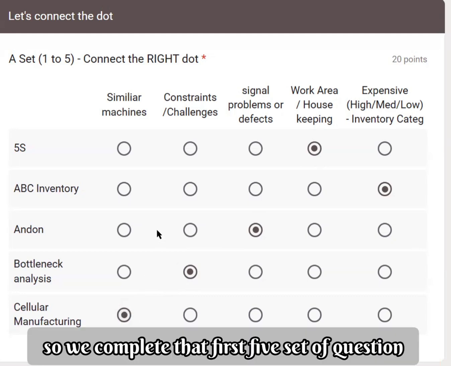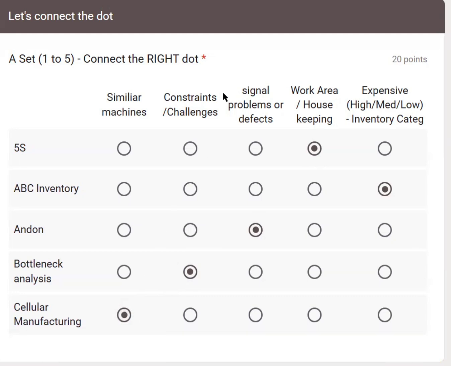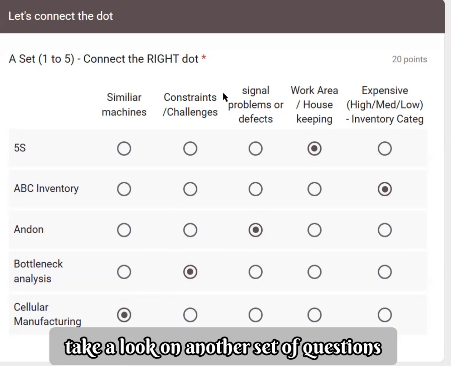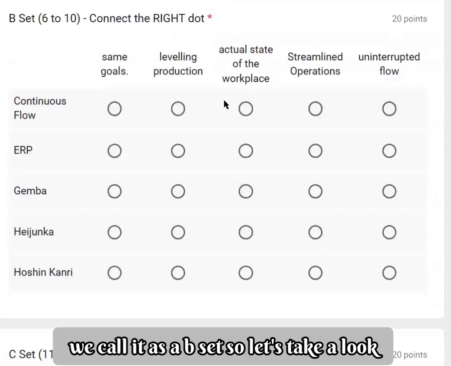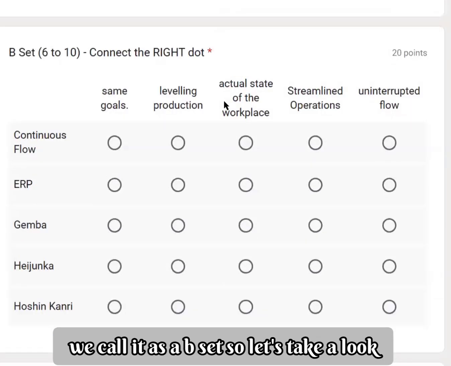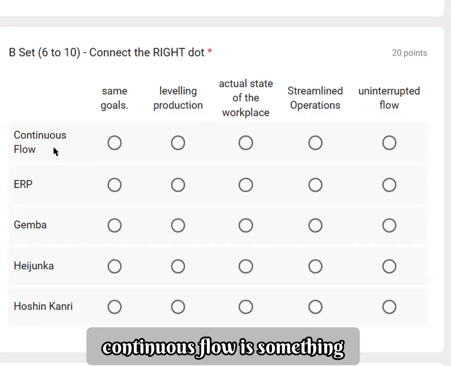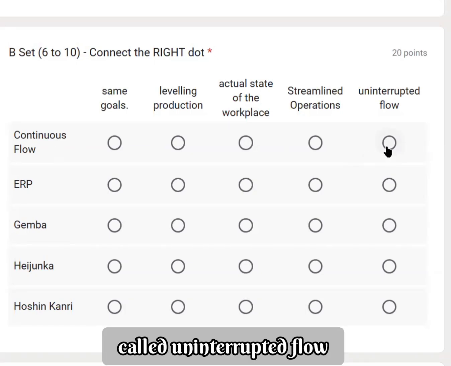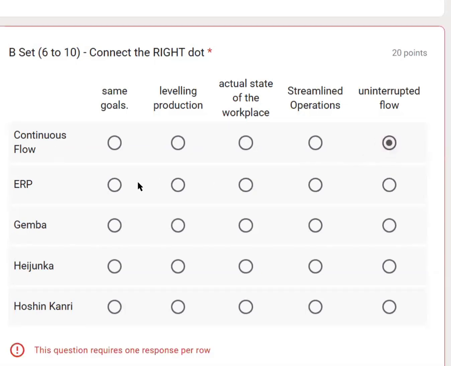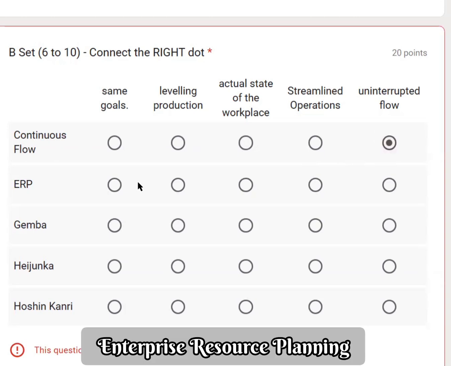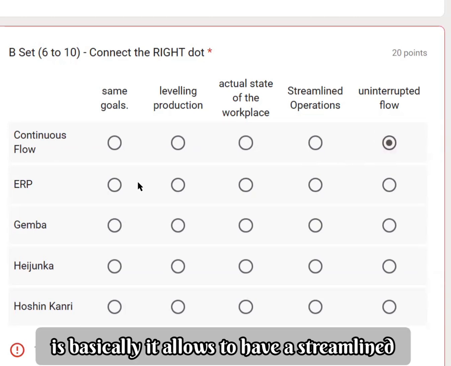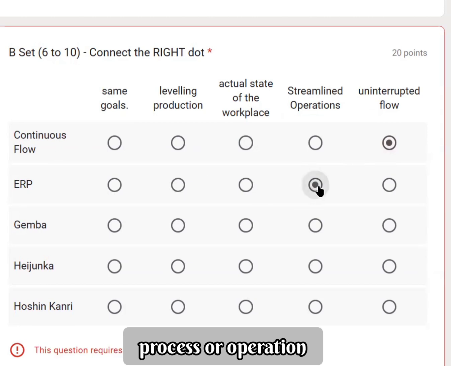So we completed the first 5 questions. Let's take a look at another set of questions. We call it the B set. So let's take a look. Continuous flow is something called uninterrupted flow. ERP, enterprise resource planning, is basically what allows a streamlined process or operation.